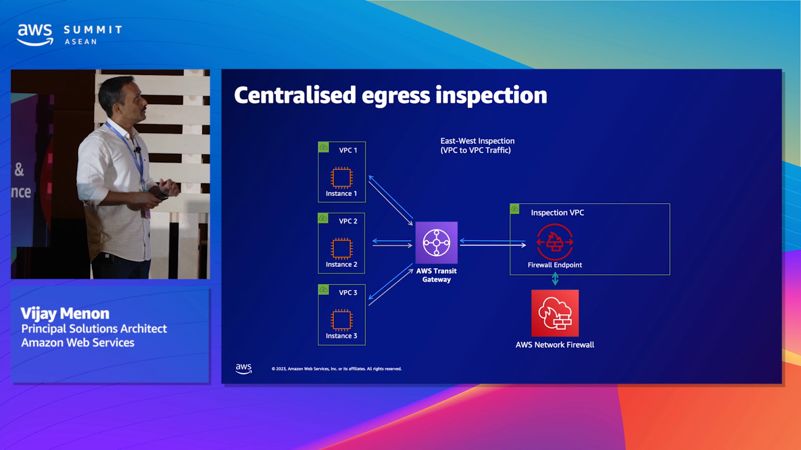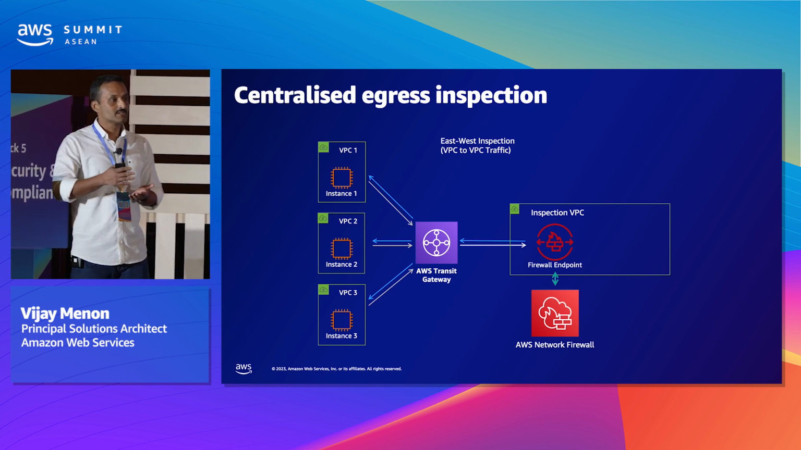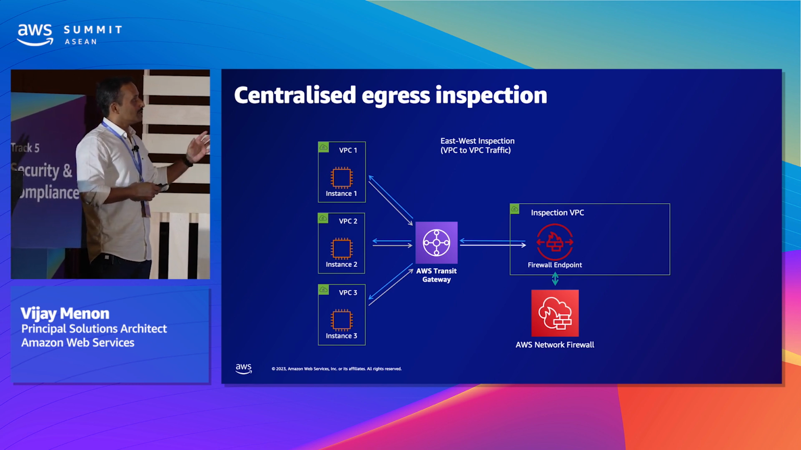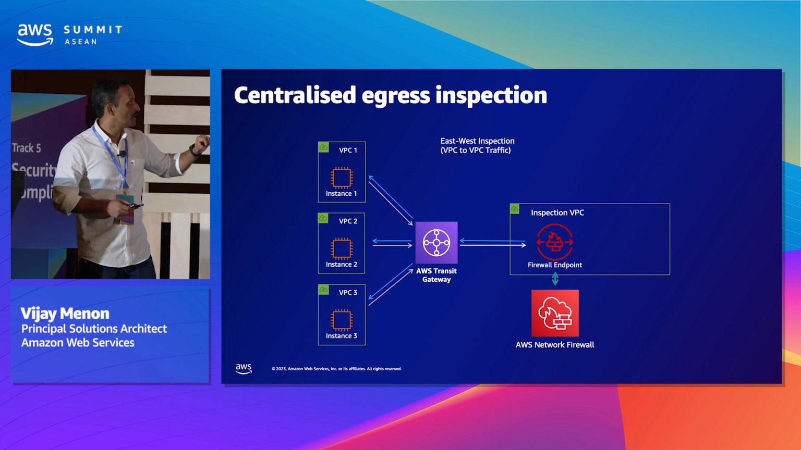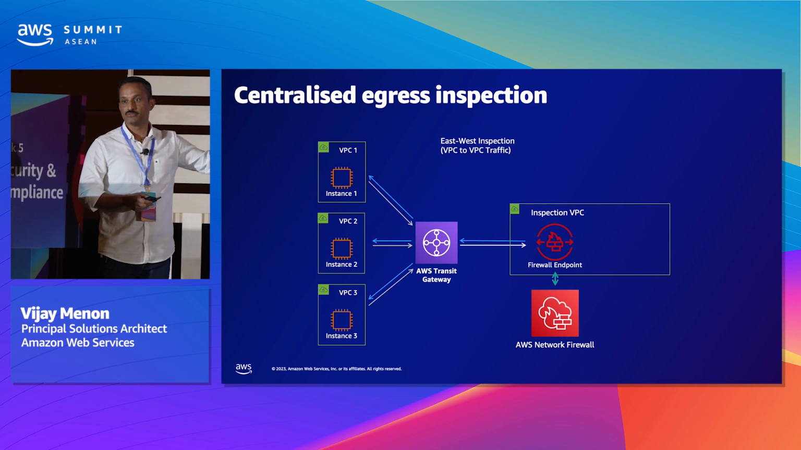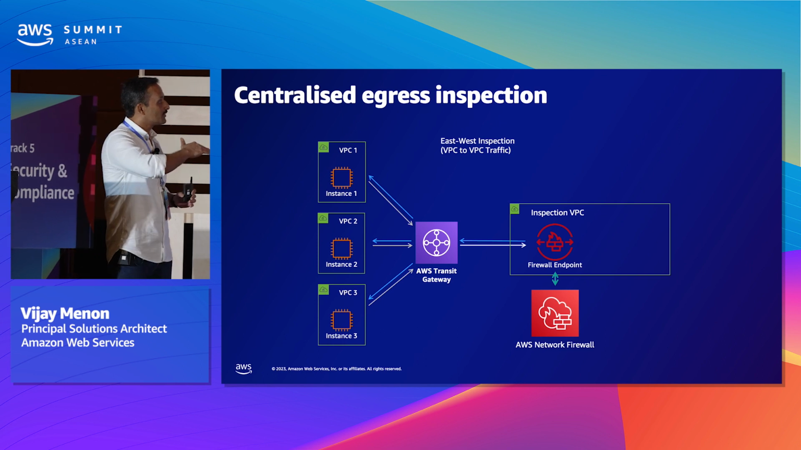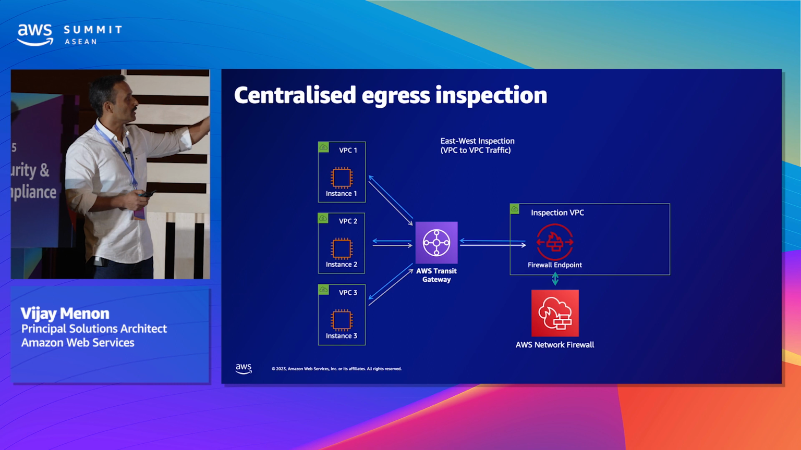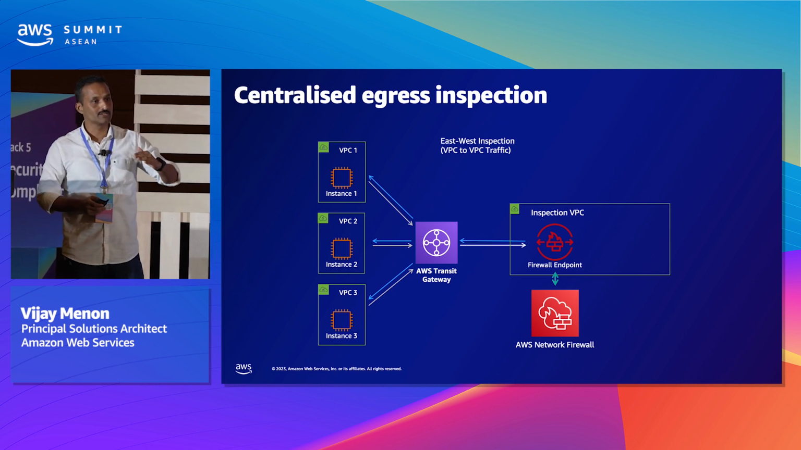And if you look at the centralized portion, how do you do the egress filtering or egress inspection for centralized? The concept is pretty much the same. You have an inspection VPC or edge VPC with your firewall endpoint in it. All the VPCs on the backend are connected to the inspection VPC using AWS Transit Gateway. And you can configure the routes in such a way that traffic from VPC1 to VPC2 will always go through AWS Network Firewall, which will give you east-west traffic inspection.